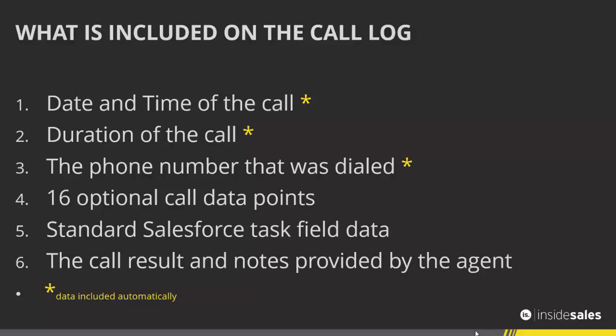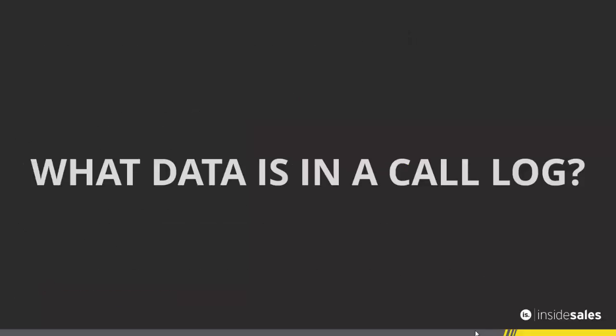There's 16 optional data points that can be added automatically. You just have to set up those fields in Salesforce. We'll go over that a bit later. As well as any standard Salesforce task field data that is entered in the call result panel, which we'll also talk about later. In the call result panel, we can also add a specific call result and notes provided by the agent. So let's go ahead and look at a call log.